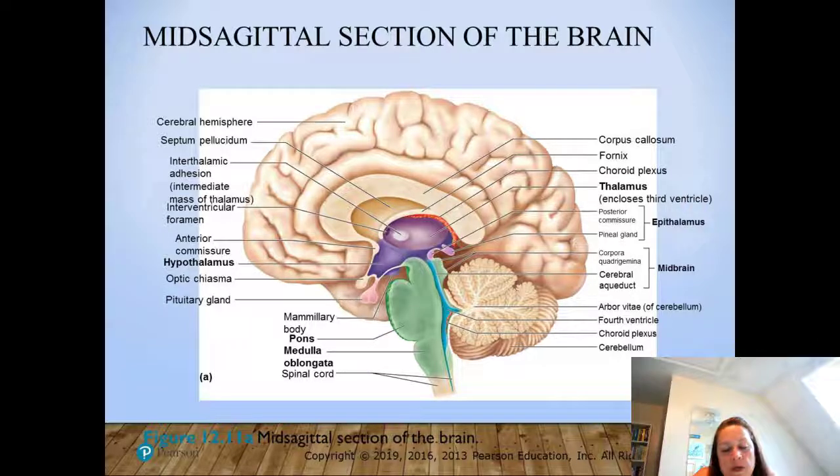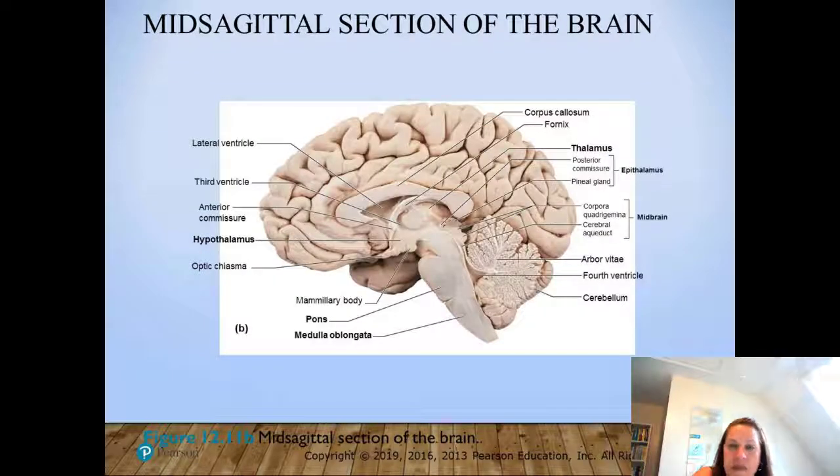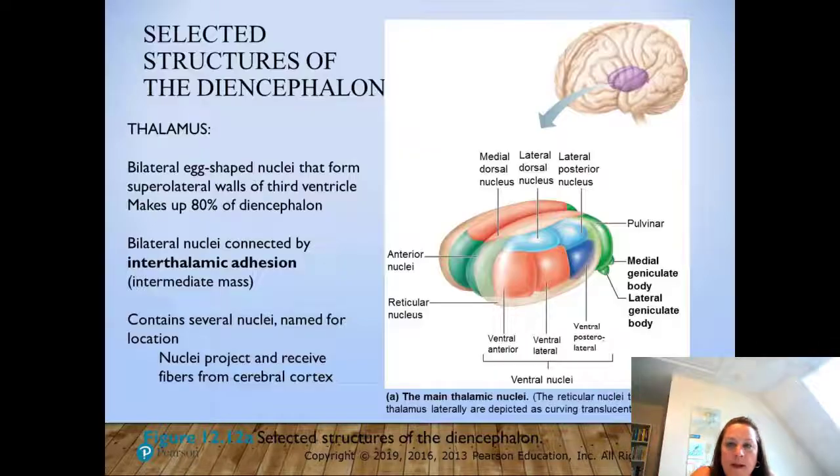It's amazing that I'm just doing chapter 12 and I didn't realize that I could use my pointer to point things out to you. Wow, okay. So again, these are the cerebral hemispheres, and this is the diencephalon. The thalamus is this, the epithalamus is this little region here, and the hypothalamus is this region here. Each of these three regions has specific functions. This is the same thing, thalamus, epithalamus, and hypothalamus, just without the color.